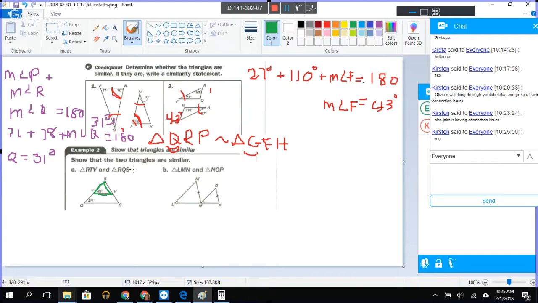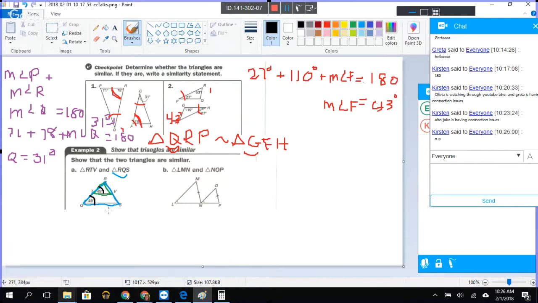Okay, and RQS. RQS, we'll make in blue. Okay, not too terrible. So we need to show that they're similar. Well, we know, just based off of looking at this, that both these angles are 49 degrees. So angle Q and angle T are congruent to each other. So we have one angle in each triangle that's congruent.